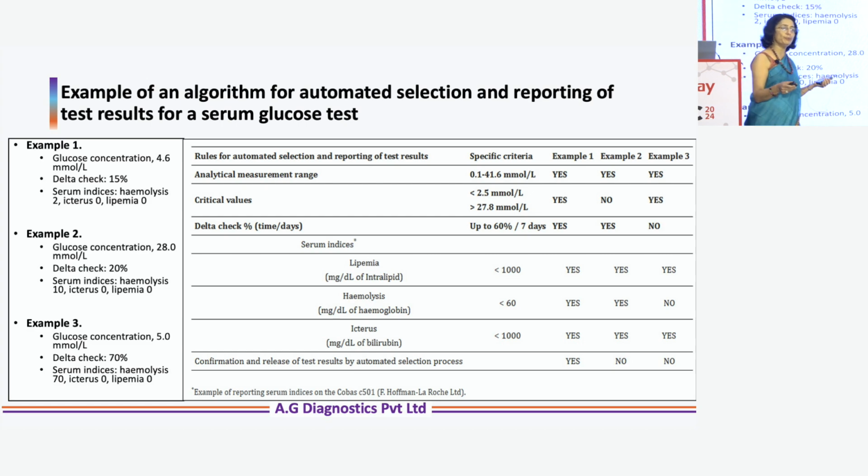So after you build your auto verification module, after you have put your algorithms in place, this is how you will do your testing, validation and monitoring on a day-to-day basis. Suppose you have 100 reports or 200 reports which are being auto verified, it is the duty of the lab to keep going back and checking whether this validation holds true or not.